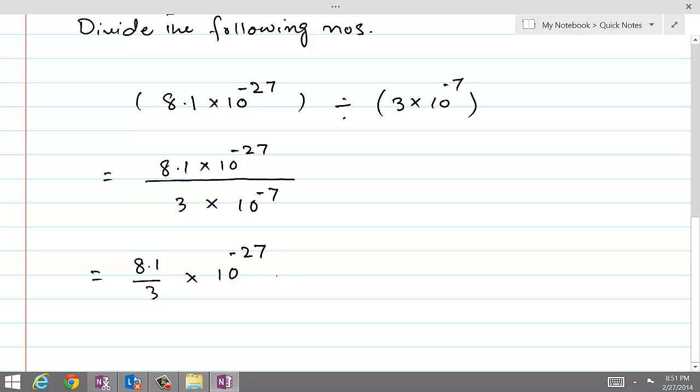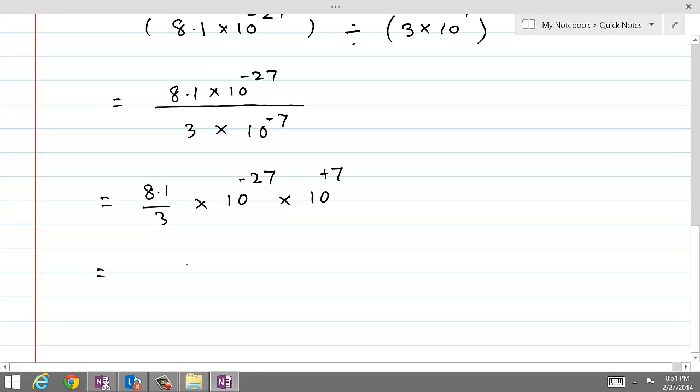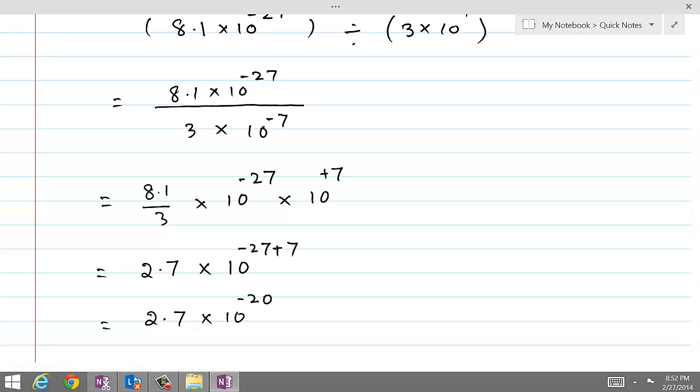By the laws of exponents, we know that if 10 raised to power minus 7 is moved to the numerator, this will become plus. So 10 power plus 7. The exponent will change its sign, and we will have 8.1 divided by 3. If we perform the actual division, this will become 2.7 times 10 raised to power minus 27 plus 7. That is equal to 2.7 times 10 raised to power minus 20. So this is the required result of division of two numbers in scientific notation.